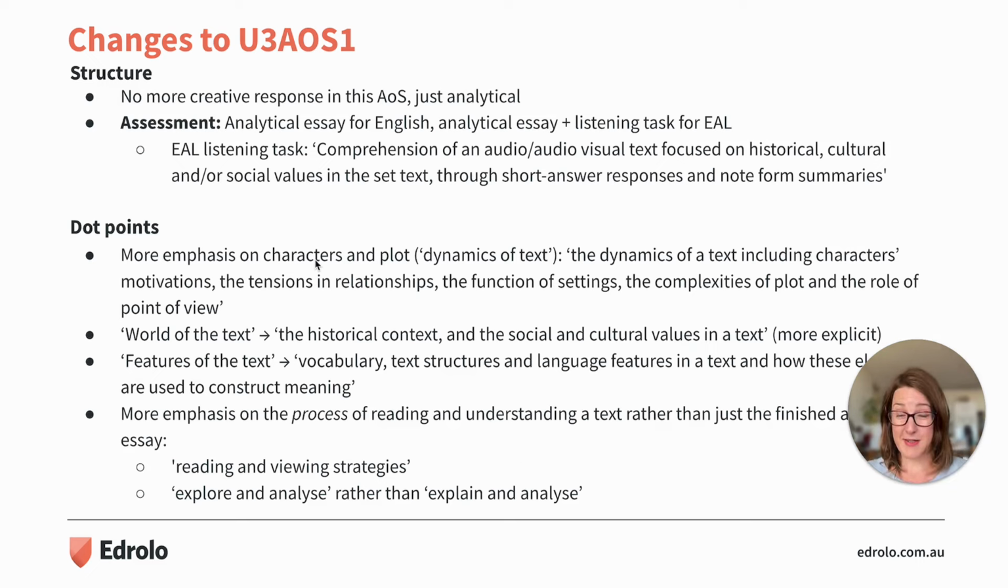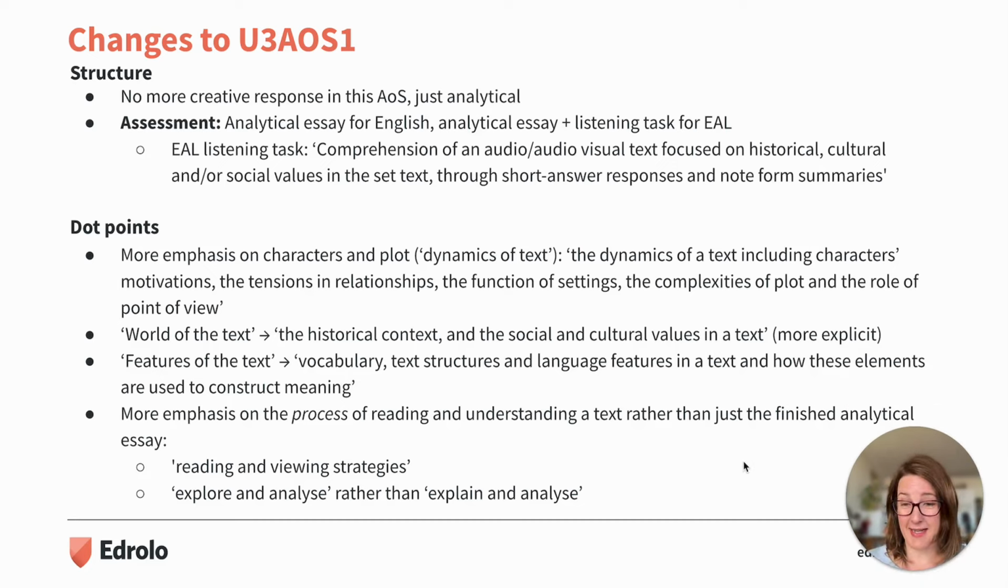So as far as the dot points go, there's more emphasis on characters and plot, known as the dynamics of a text. And what was previously known as the world of the text is now covered partly by dynamics of a text and partly by the historical context and the social and cultural values in a text. So that's more explicit. It gives us more to work with. What was previously known as features of the text is now vocabulary, text structures, and language features in a text, and how these elements are used to construct meaning. And so again, more explicit, that's what I'm talking about with explicit skill sets.